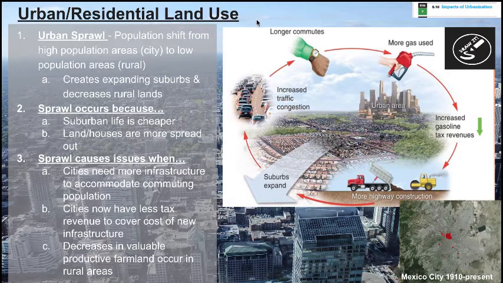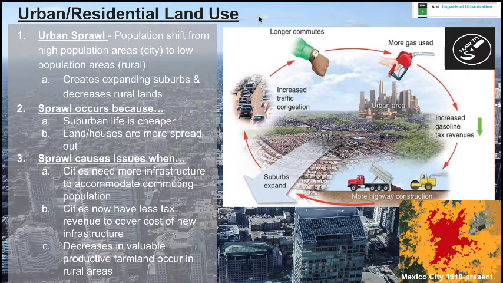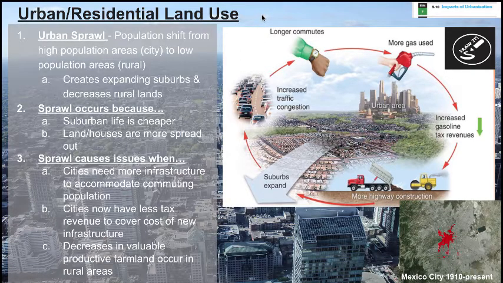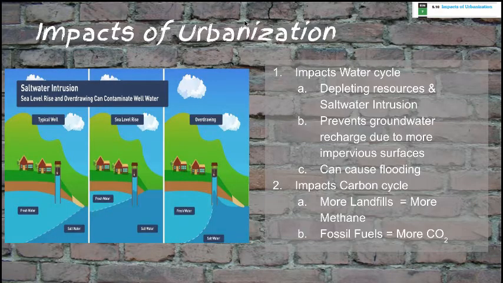Oftentimes they're popping up in former agricultural areas, because there's plenty of land and room there, which decreases agricultural productivity. How does urbanization impact us? What are some things that happen? There's kind of a unique impact here, as urbanization ultimately results from this saltwater intrusion, which we'll discuss here.